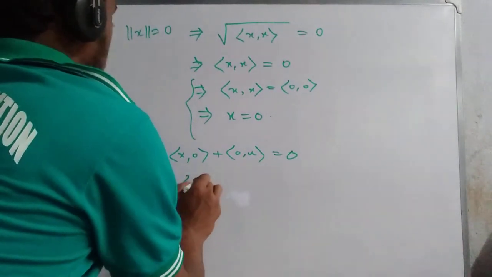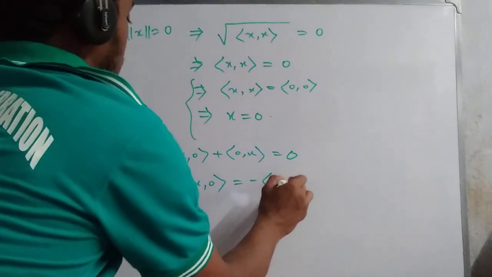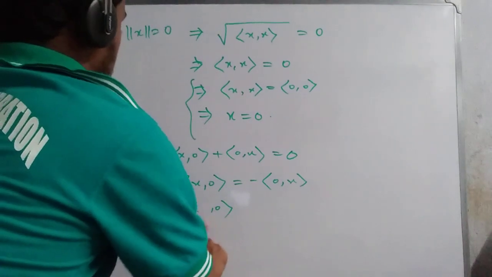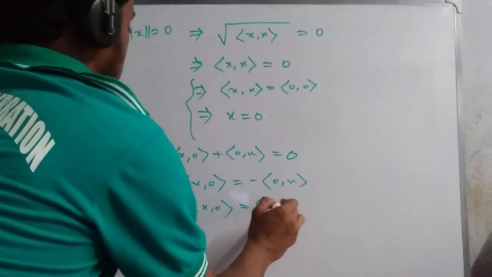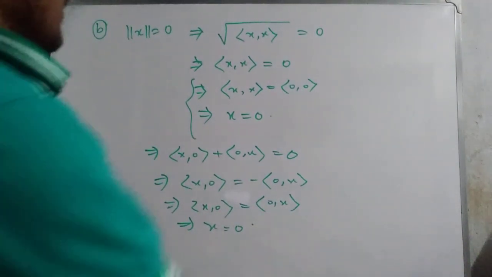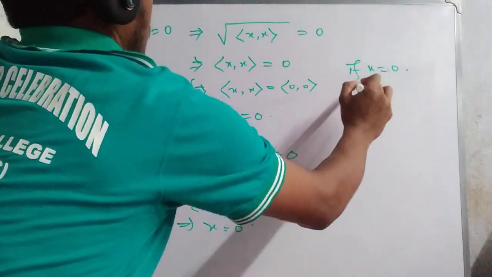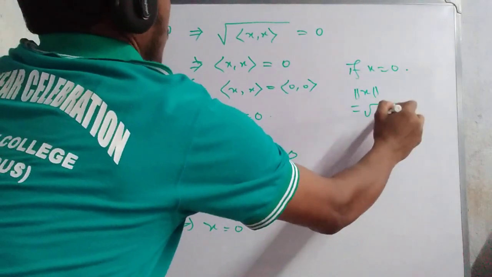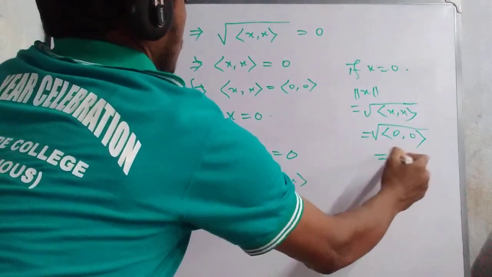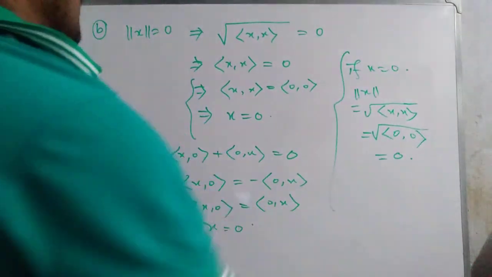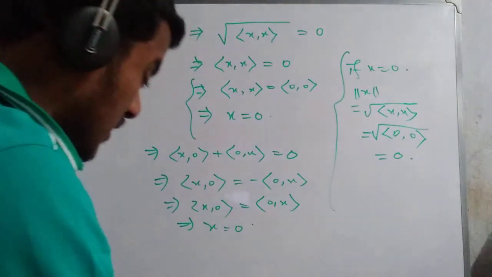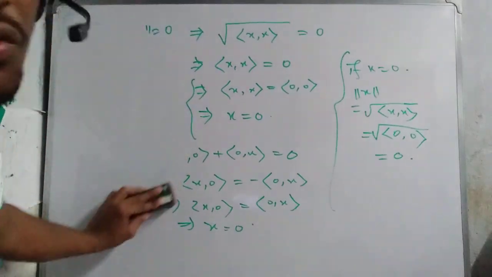Then x0 equal to minus 0x equal to x0. Here 0x, then x equal to 0. In this way we have also done it. And again if x equal to 0, then obviously norm of x equals the square root of the inner product of x with x, which equals the inner product of 0 with 0, equal to 0. Understood? Not a problem at all. So if and only if this happens.